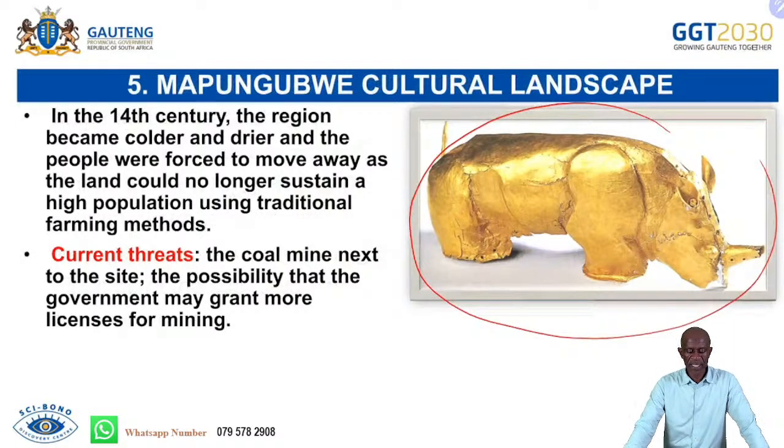In the 14th century, the region became colder and drier, and the people were forced to move away as the land could no longer sustain a high population using traditional farming methods. So due to the weather, or unfriendly weather at the time, it was very difficult for people living in the area to continue with their farming system, which they depended on for feeding up their families.